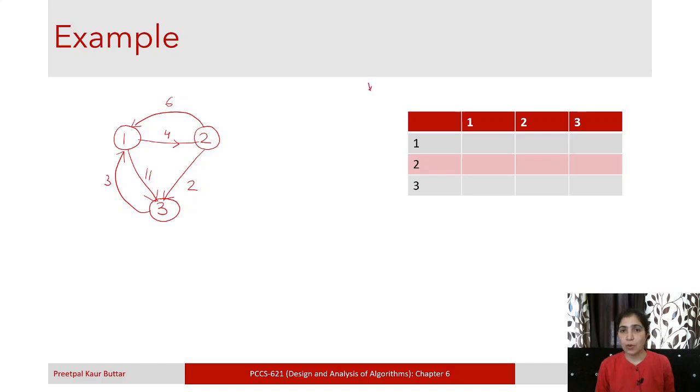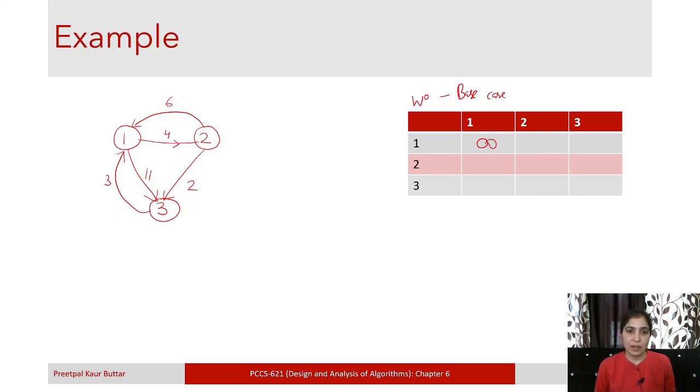We will create 4 W matrices. So the first W matrix is W0. Okay, suppose this is W0. So the W0 will just contain the base case. We are solving the base case here, right? So it will just contain the weights of the edges. So 1 to 1 there is no edge, so it will be not 0, it will be infinity.